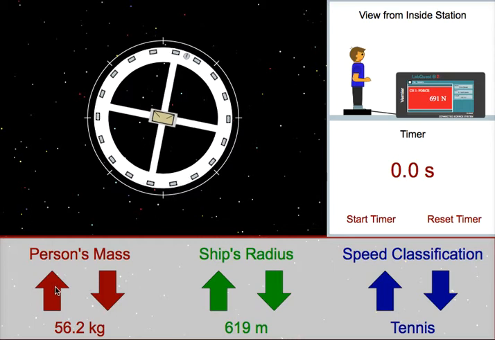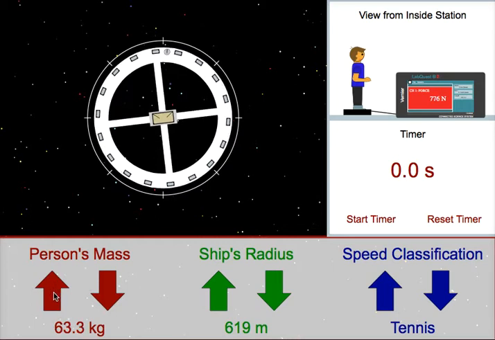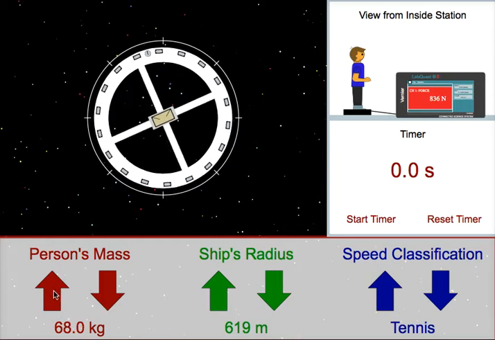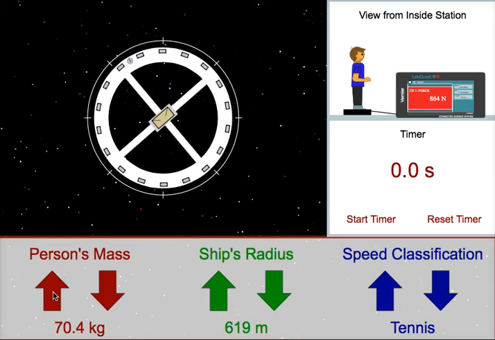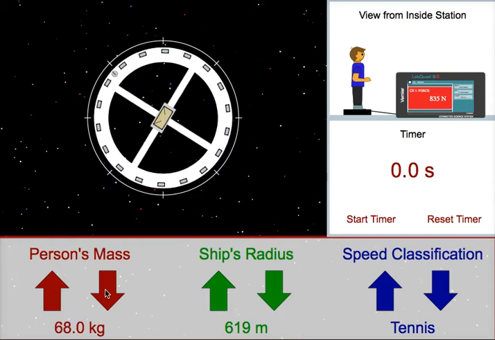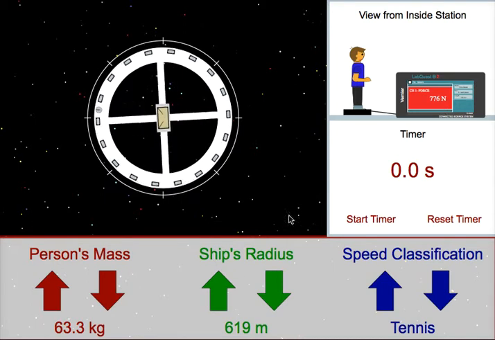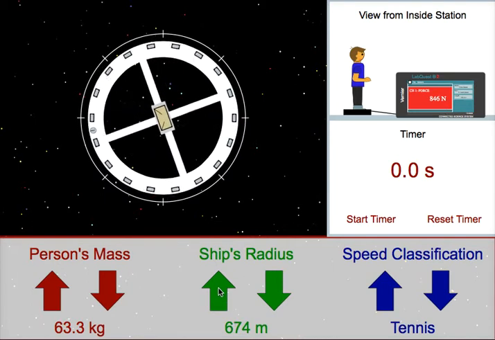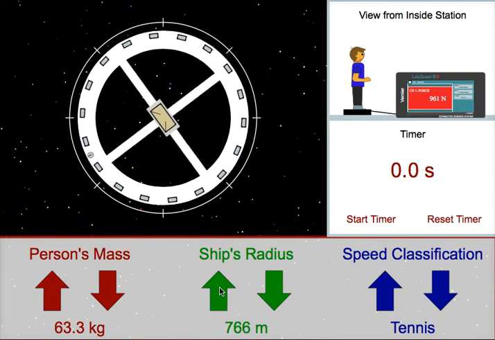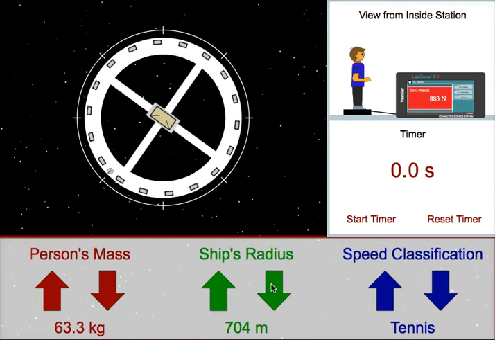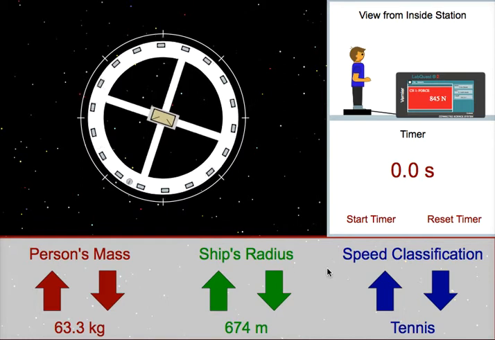So we can change the mass of the person. When the program loads, 10 pre-built masses will be automatically generated, and the person can cycle through those and see how the normal force changes as a result. There will be 10 radiuses that the student can cycle through and see how these radiuses also affect the normal force.